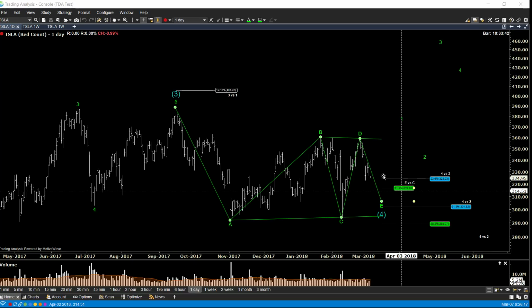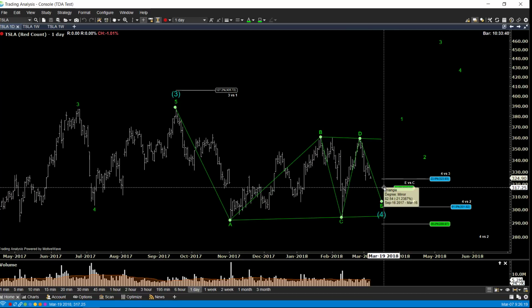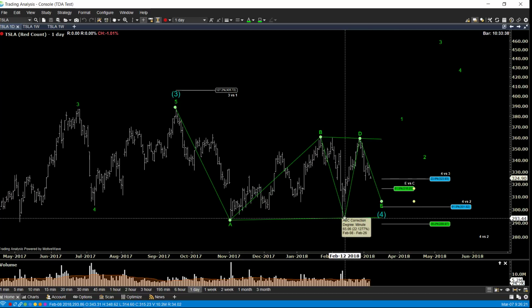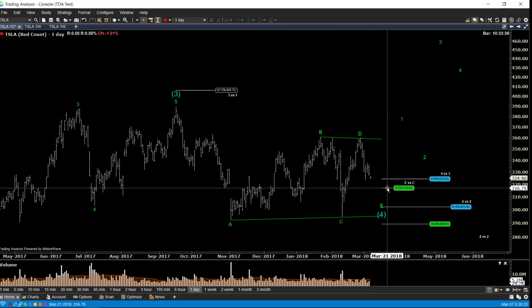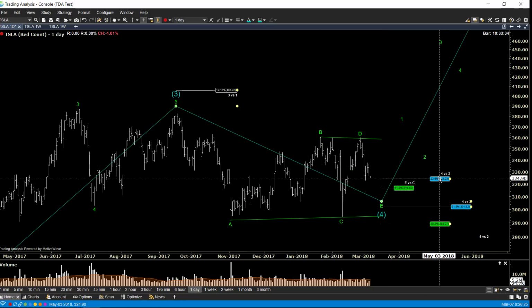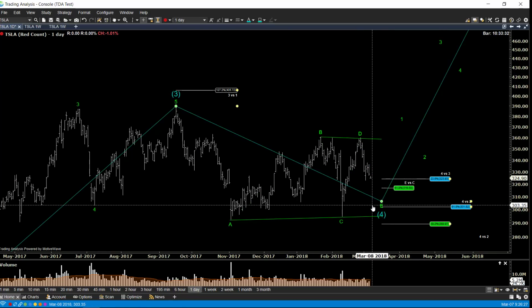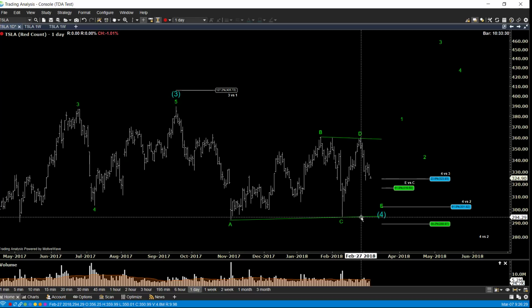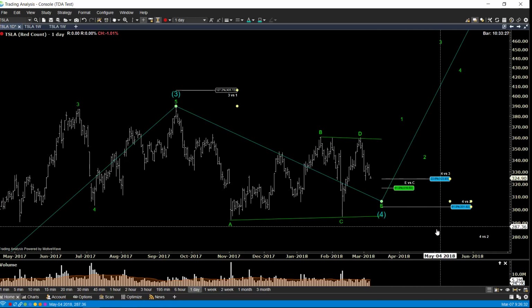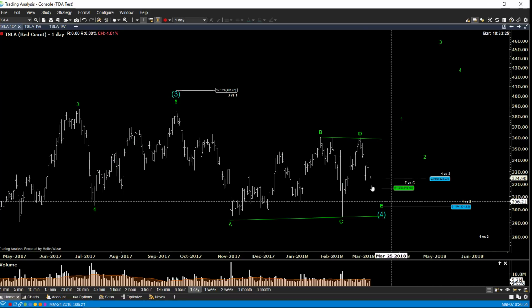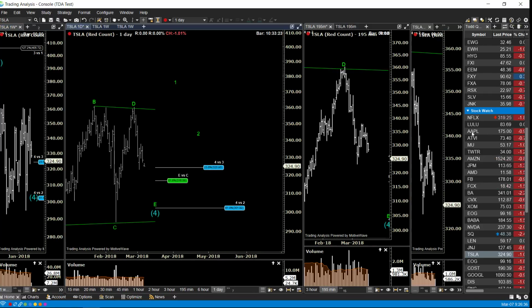Any kind of move down into here, the 0.618 relationship of C compared to E is a good stopping point, a 23% retracement of big wave 3 down to 4. And then we really need to hold 294 to keep this count valid. So down into that zone right there, that's Tesla.